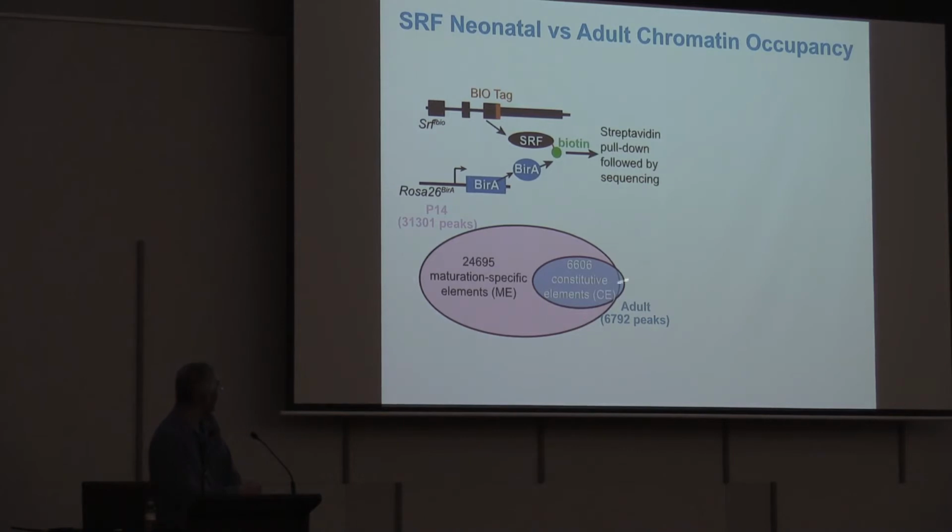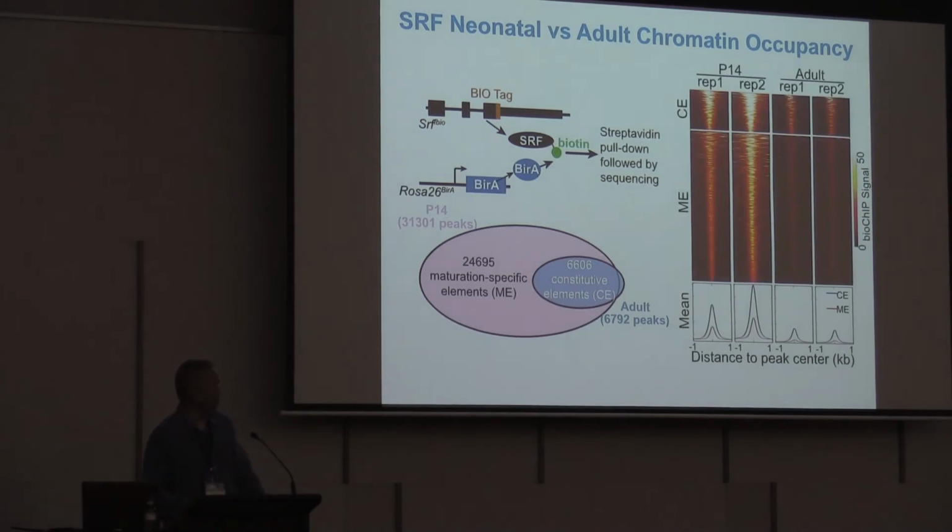So once again, we found that in the neonatal mouse, SRF occupies many more sites than it does in the adult mouse. The majority of sites are lost in the adult mouse, and you can see that more graphically in this tag heat map display. So we think that the stage-specific role of SRF in regulating sarcomere gene expression has to do with its changes in chromatin occupancy.